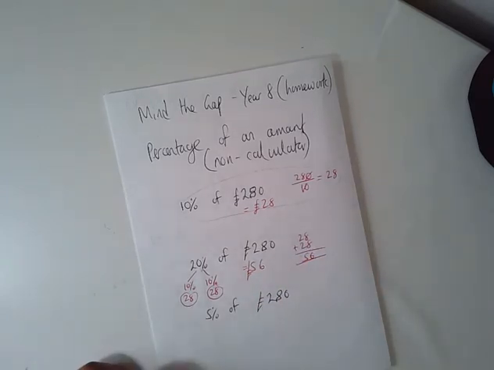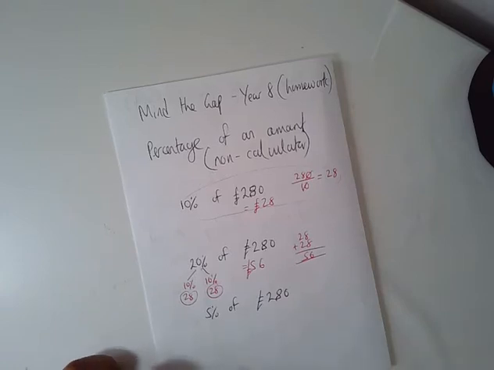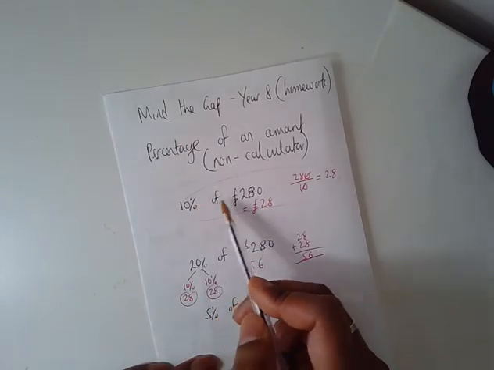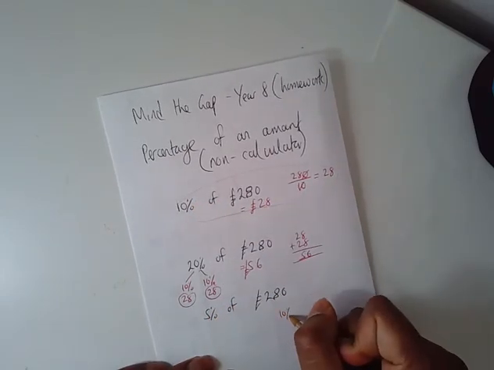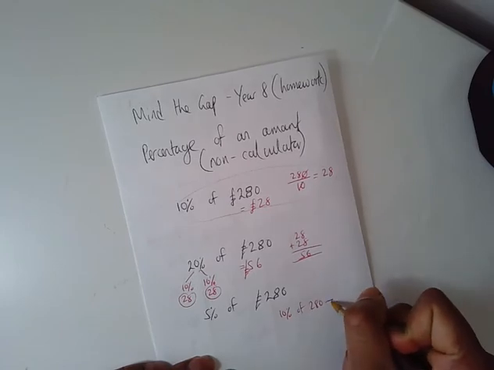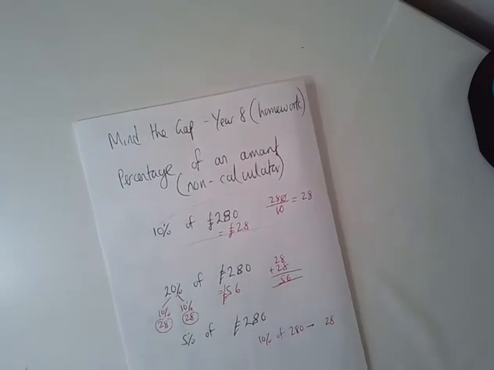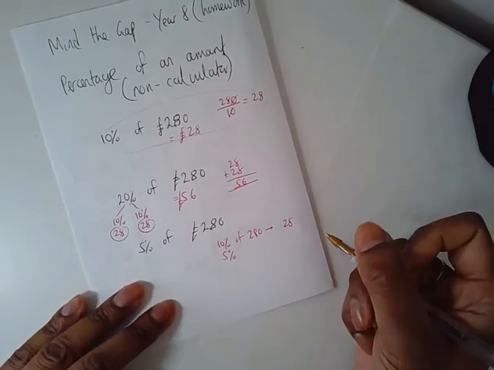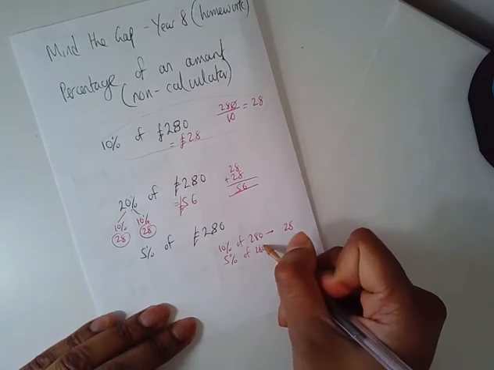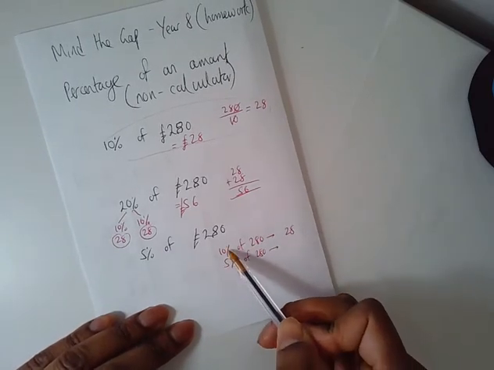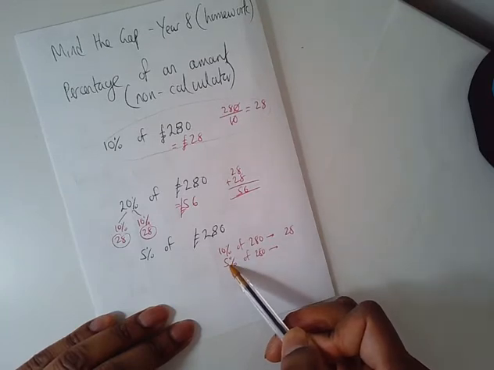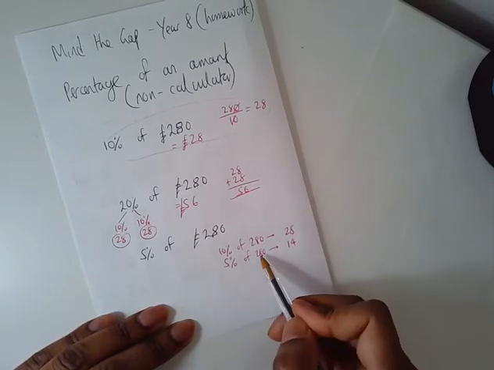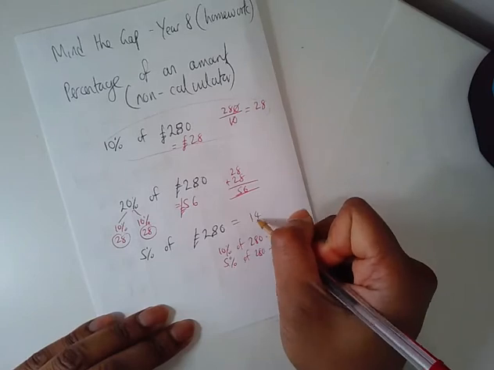Right, 5% of 280. Well, you can't do 280 divided by 5, but you know already 10% of 280 is worth 28. We worked that out just a while ago. So 5% of 280 is worth what? Well, you know half of 10 is 5. So half of 28 must be 14. So 5% of 280 is £14. It's equal to £14.